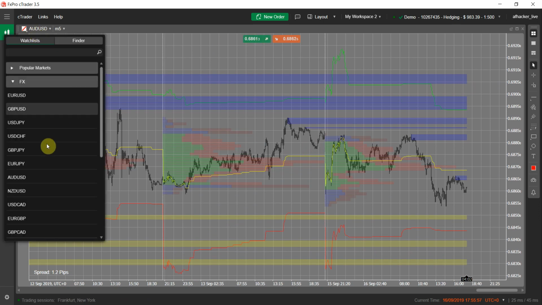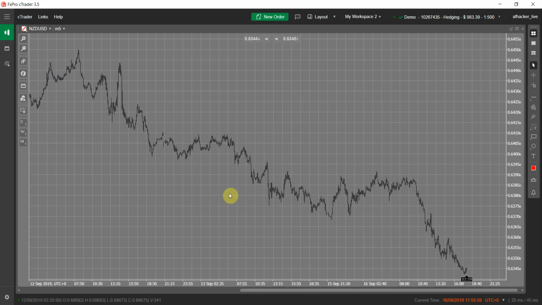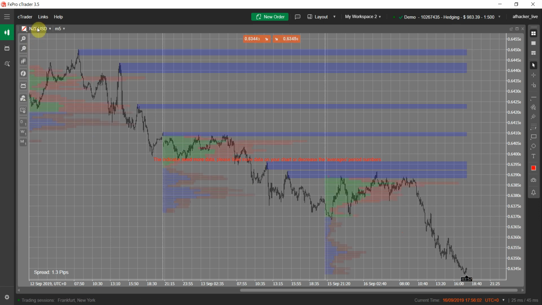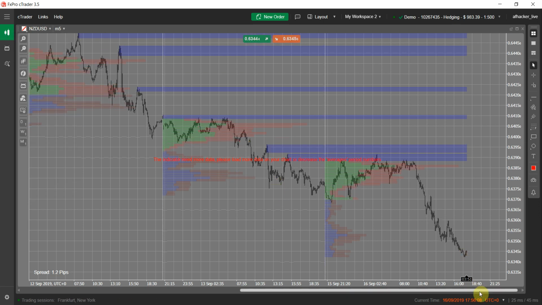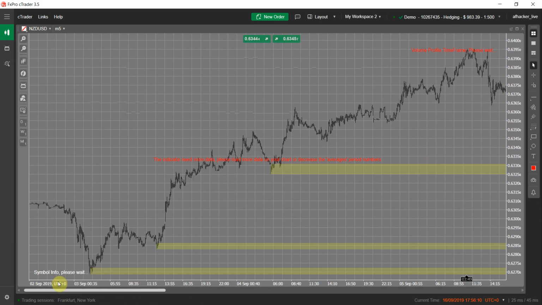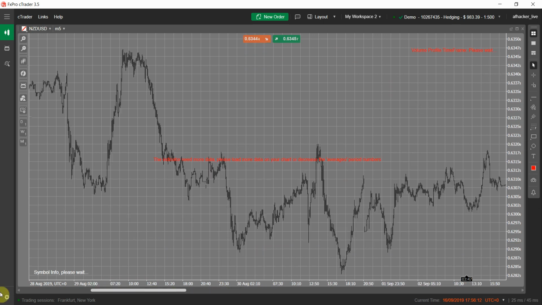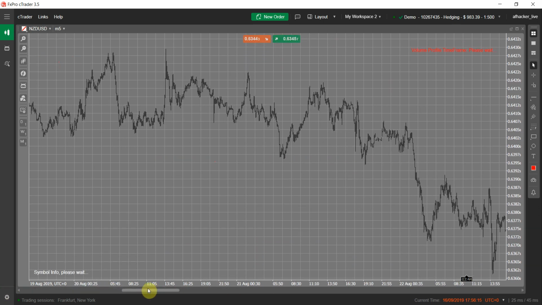Okay, let's switch to another chart. You can't trade all the samples in a day trading system because most of them have very high spread. So you should only trade major pairs, major forex pairs.